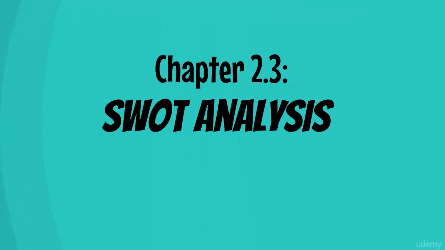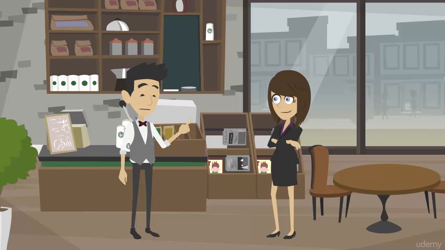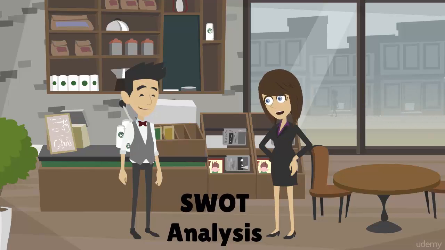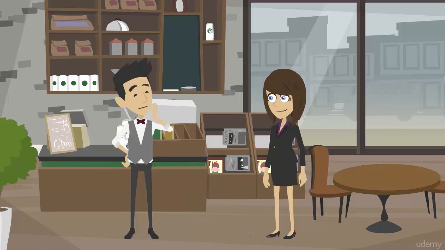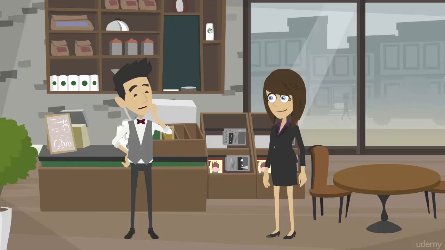Chapter 2.3. SWOT analysis. You mentioned a second method for situation analysis. Yeah, you can use a SWOT analysis to understand your business situation very well. What does SWOT mean? SWOT stands for strengths, weaknesses, opportunities, and threats. Strengths, weaknesses, opportunities, and threats. I see. How do I do a SWOT analysis?